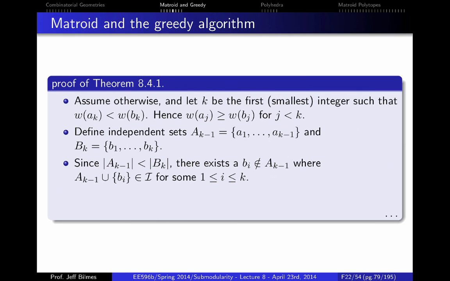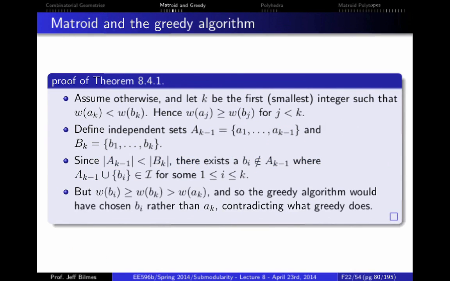Now, since these are two independent sets of different sizes, and we're assuming it's a matroid and we want to prove that greedy works. That's what we're proving first. So it's a matroid. We have two independent sets of different sizes, and that basically means that there is some B sub i that's not in A sub K minus 1, so we can find somebody, and by the matroid property, we can add it to A sub K minus 1 and preserve independence, right? That's the matroid property.